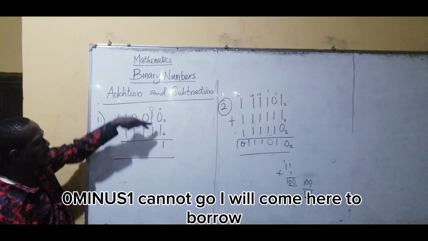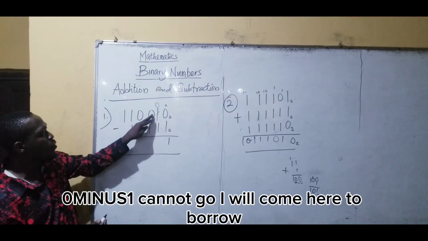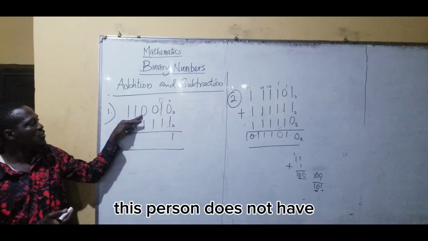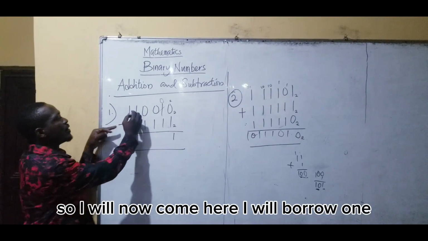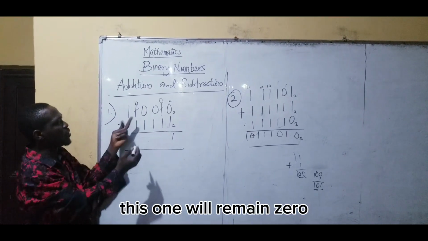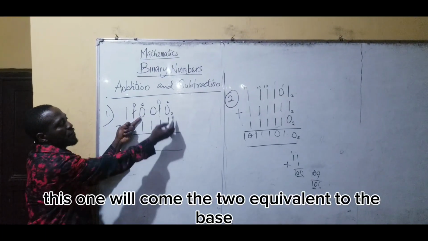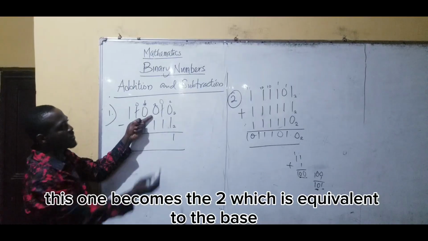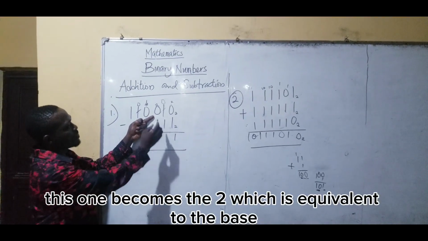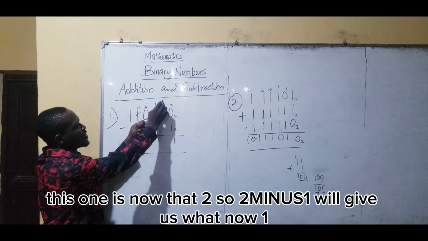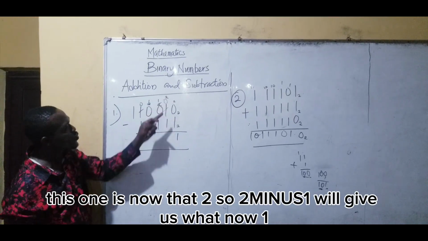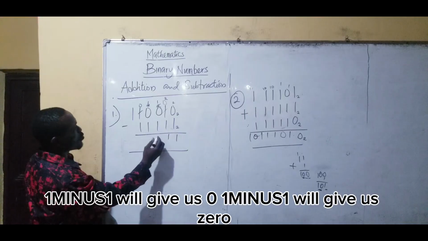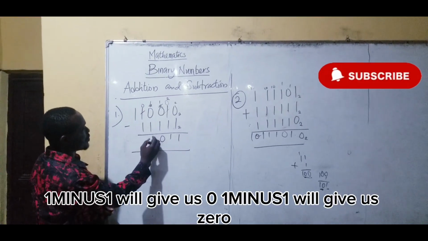Now here is 0. 0 minus 1 cannot go. I will come here to borrow, but this person does not have. I will move here to borrow, this person does not have. So I will now come here. I will borrow 1, this one will remain 0, this one will become the 2, equivalent to the base. Then I will remove 1, it becomes 1. This one becomes the 2, which is equivalent to the base. I remove 1, it becomes 1. This one is now that 2. So 2 minus 1 will give us what now? 1. 1 minus 1 will give us 0. 1 minus 1 will give us 0.